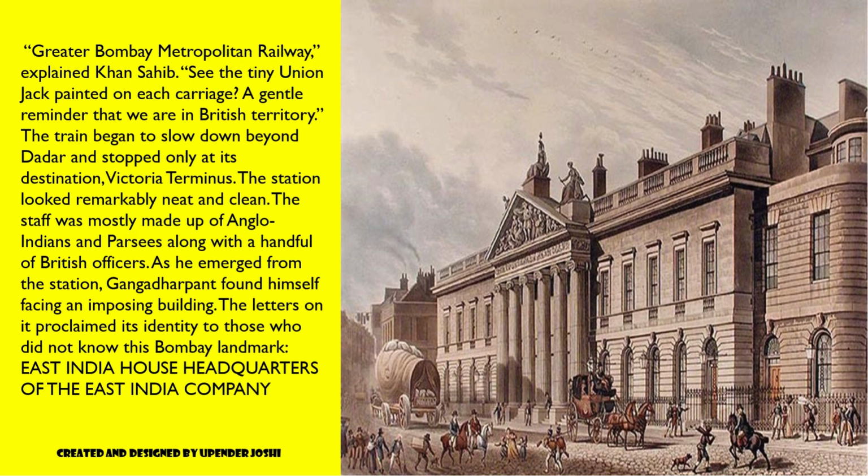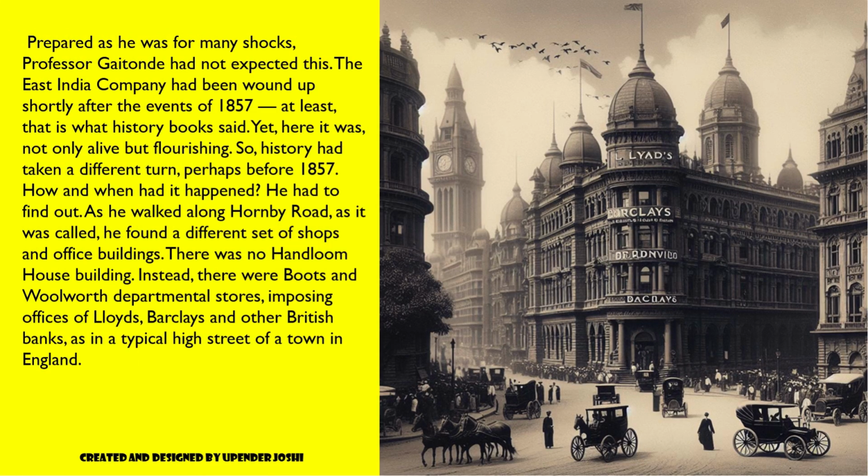In this section, we'll learn about Professor Gaitondei exploring pre-independence Bombay, which never existed in the real history of India. Walking down Hornby Road, he saw different shops and office buildings. There was no Handloom House building, but instead there were British stores like Boots and Woolworth and offices of British banks like Lloyds and Barclays, making it look like a high street in England.